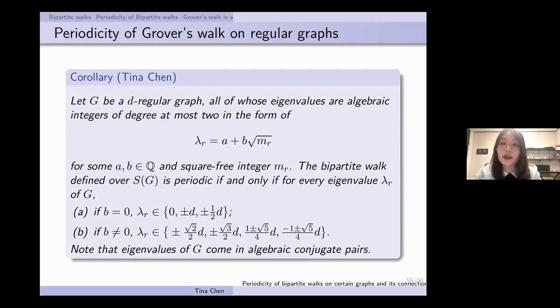So we say when the graph is regular, and we assume the eigenvalues are algebraic integers of degree at most 2, then the walk is periodic if and only if: if the eigenvalue is an algebraic integer of degree 1, then it has to be one of those 5 values, and if it is an algebraic integer of degree 2, then it must take one of those 8 values. This result holds because we assume the graph is regular, so there is a connection between the spectrum of your graph and the spectrum of the subdivision graph. And we use this subdivision graph to build a connection between the Grover's walk and bipartite walks. So we can directly apply the periodicity condition of bipartite walks I just showed before, to get a result on periodicity of Grover's walk.